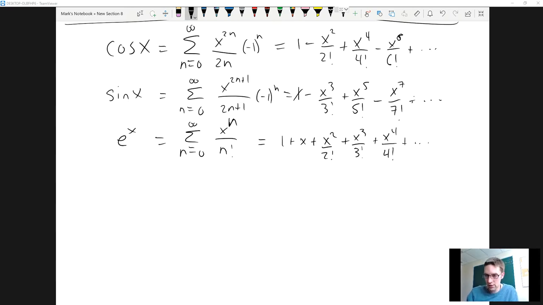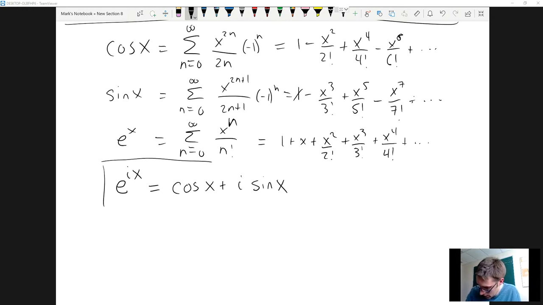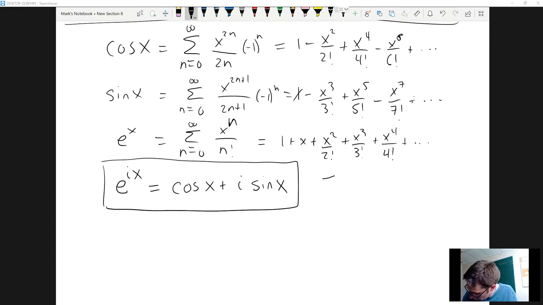And back in the 1700s, one of the greatest mathematicians of all time, Leonhard Euler, proved the following result, that e to the ix is equal to cosine of x plus i times the sine of x. Okay? So this is known as Euler's formula.